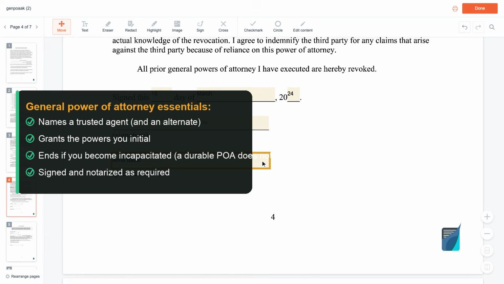Second, the signature needs to be acknowledged before a notary public or another individual authorized by law to take acknowledgments. That's it, just those two steps. A proper signature and an acknowledgement before the right person.